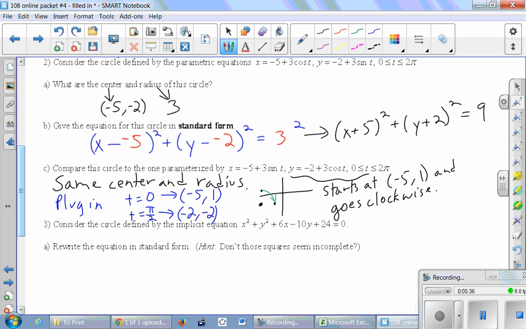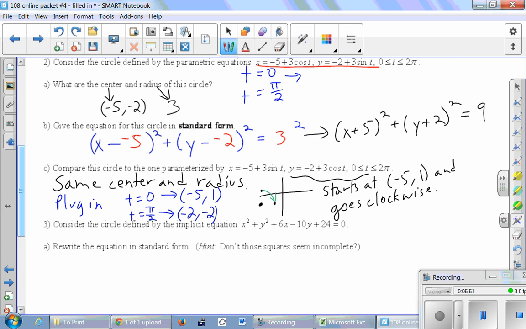You have to play the same game for the other circle. So I'll put it up here, plugging in t equals 0 and t equals pi over 2 now into these equations here. Okay, so let's give it a shot. Plugging 0 in, cosine of 0 is 1, 3 times 1 is 3, minus 5 plus 3 is negative 2, comma. Sine of 0 is 0, that whole thing is 0, so the whole thing is negative 2. So this one starts at (-2, -2).